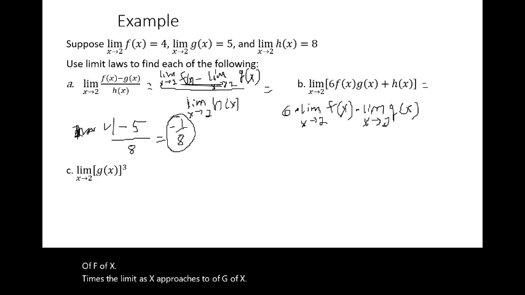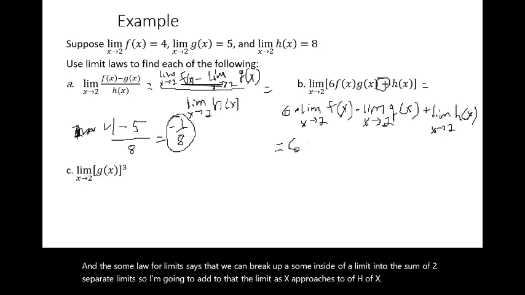And the sum law for limits says that we can break up a sum inside of a limit into the sum of two separate limits. So I'm going to add to that the limit as x approaches 2 of h of x. So that gives us 6 times that limit, which is 4, times that limit, which is 5, plus that limit, which is 8, giving us a final limit equal to 128.